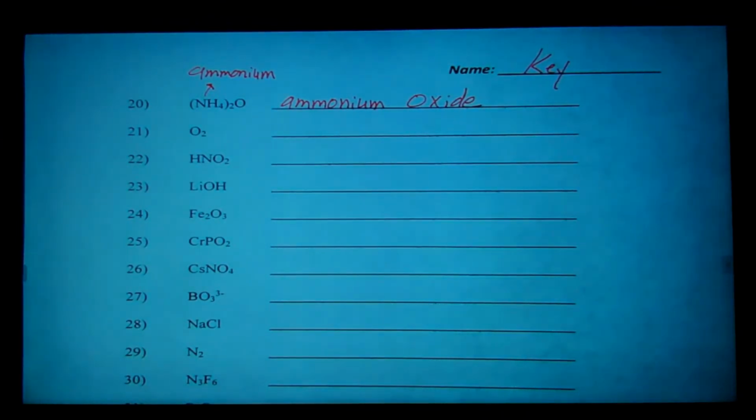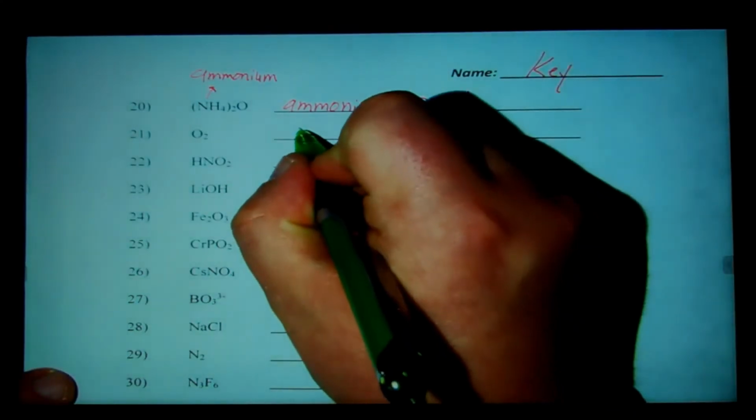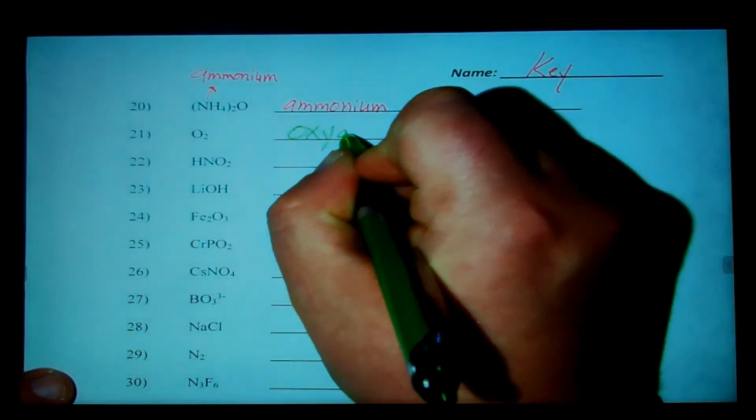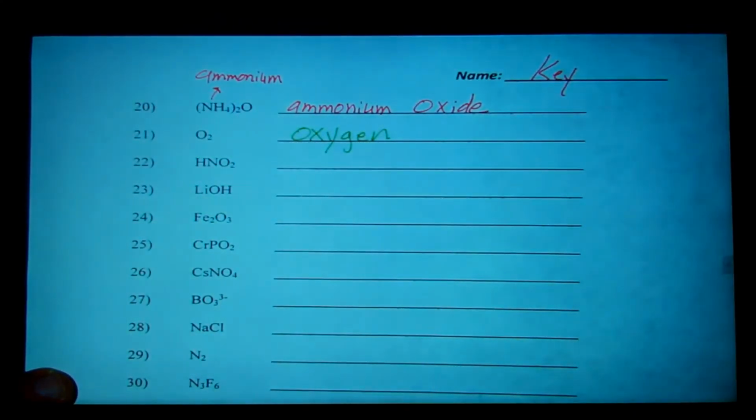We come down to 21. 21's a good little trick. O2, oxygen is a diatomic. In this case, it's naturally bonded to itself, so it just is oxygen. Then you go down one.